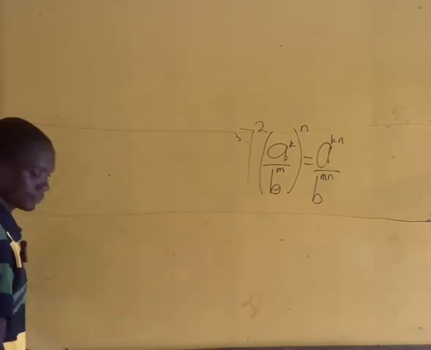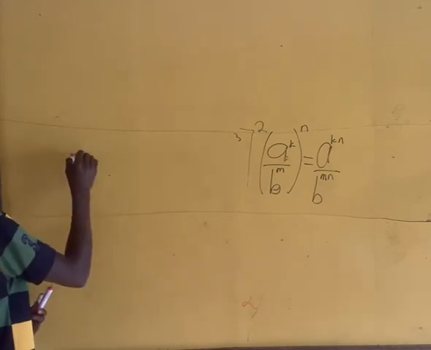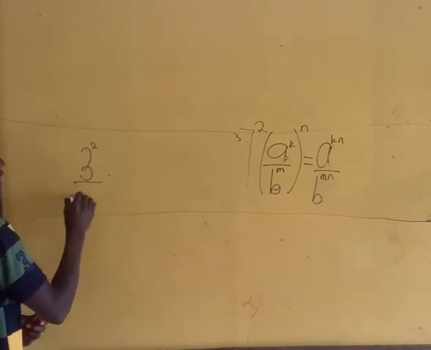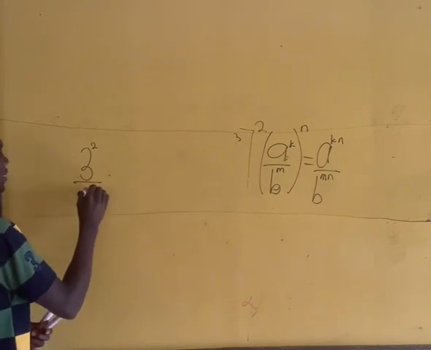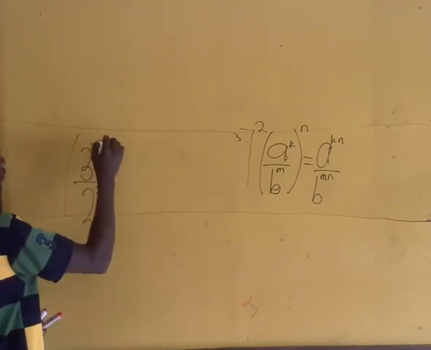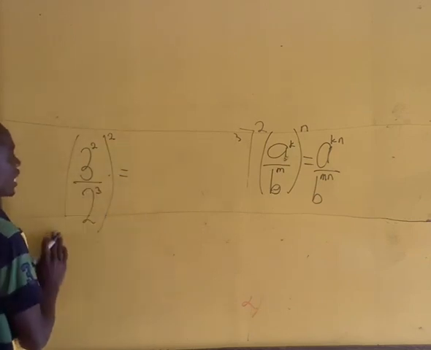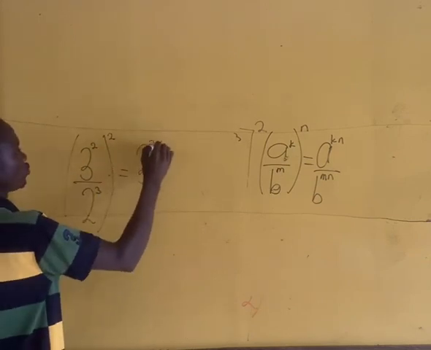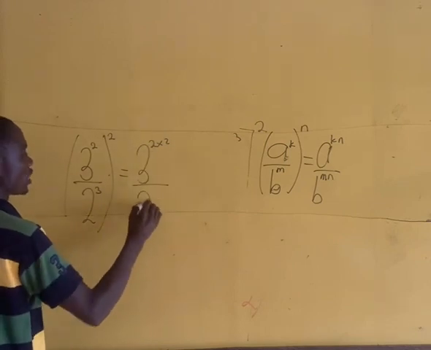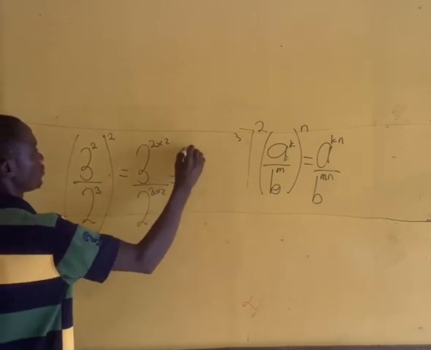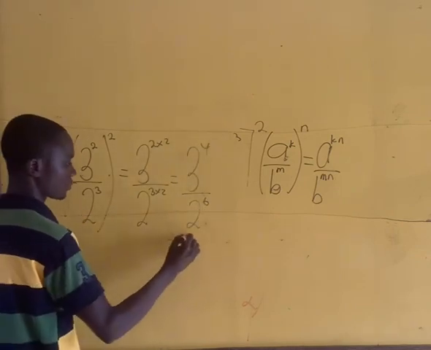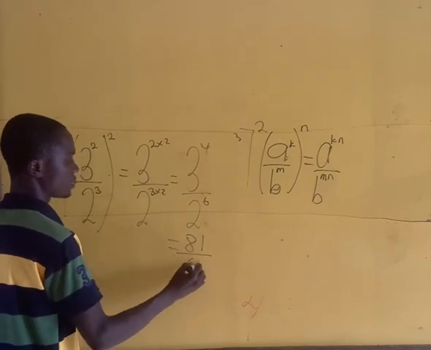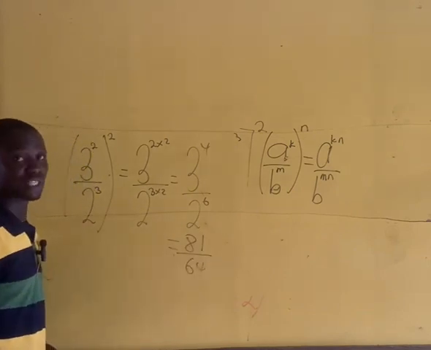If I have 3 power 2 divided by 4 power, let's make it 2. 2 power, let's say 3, all power 2. Then I'm going to have 3 exponent 2 times 2 divided by 2 exponent 3 times 2, which will give me 3 power 4 divided by 2 power 6, which is the same as 81 divided by 64. That is in a very simple way.